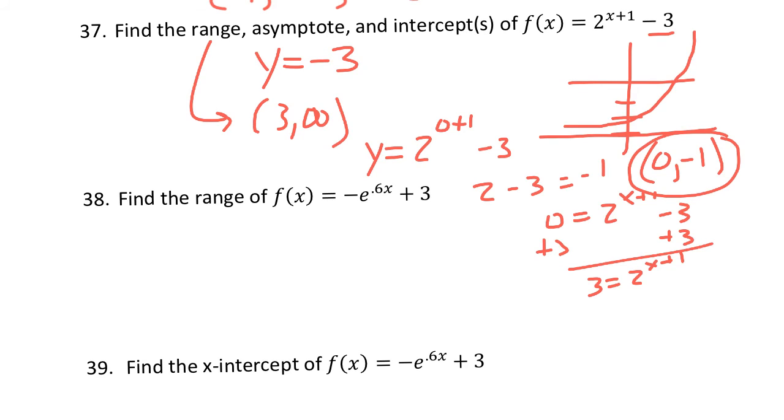And now when I have an exponential and I'm stuck, I'm just going to turn it into a logarithm. So log base 2 of 3 is equal to x plus 1. And now subtract 1. So log base 2 of 3 minus 1 is 0.585.